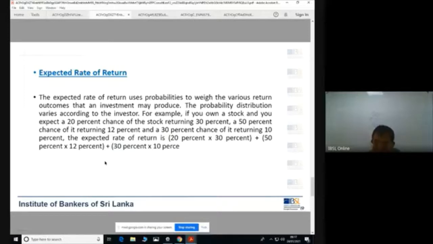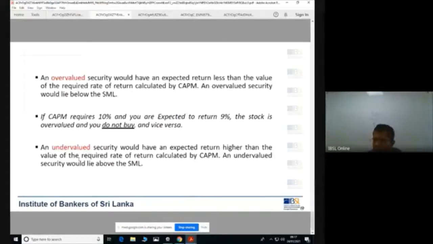You match your required rate of return with this particular instrument. It tells what it gives, then you decide to put it. Now see the relationship between these two. If the CAPM requires, CAPM calculated what? Expected rate or required rate of return? Required rate of return. For whom? Individual? No, for a company.